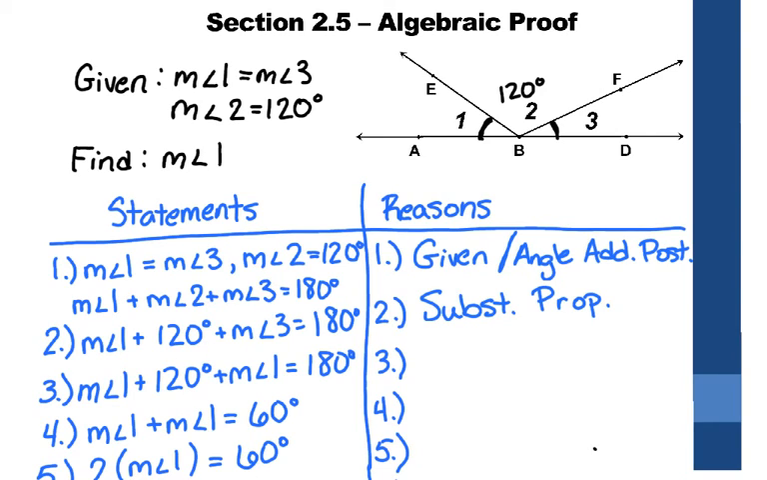Now look what changed from step 2 to step 3. This right here. Measurement of angle 3 and measurement of angle 1 is what it changed to. Well, we can do that. According to this given information up here, angle 1 and angle 3 are equal to each other. So again, we're using substitution property.